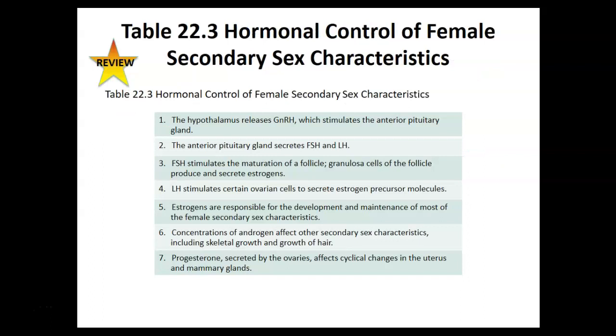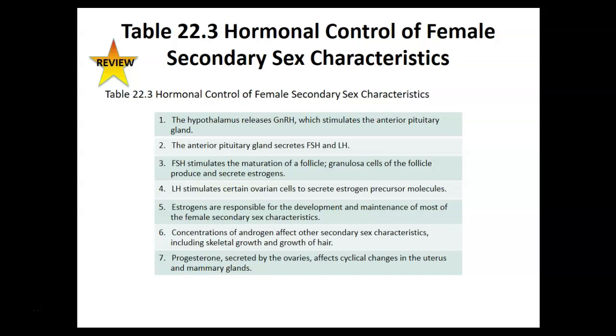All right, so this is a review of hormonal control of female secondary sex characteristics. This is something to make sure you review on your own. I'll mention a couple things briefly, but we've covered a lot of this already. So remember, the anterior pituitary is going to release FSH and LH just like we saw in men, but we start to see differences in function here at step 3.